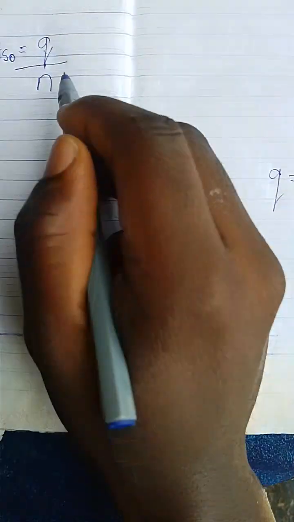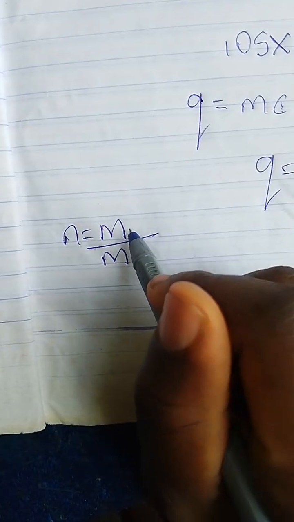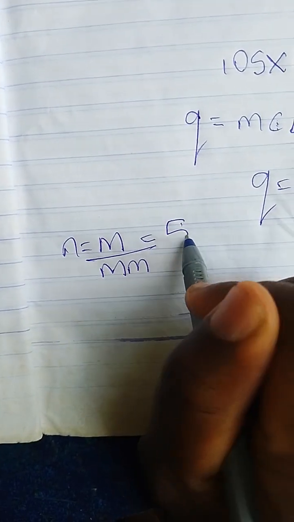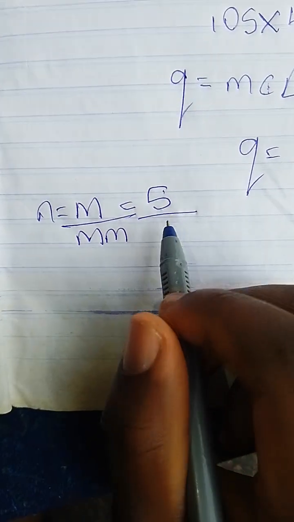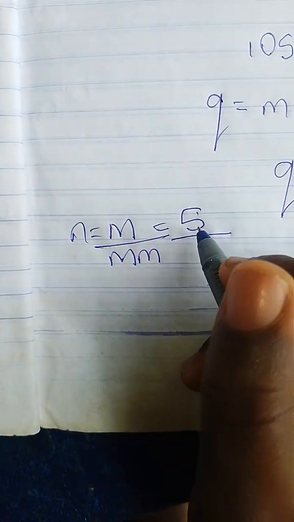Now we have to find n, which is the number of moles. Number of moles is the mass of the solute over the molar mass of the solute. And the mass was given as 5. Remember, we're not using 105, we're using the mass of the solute, which is 5. And the molar mass is what?